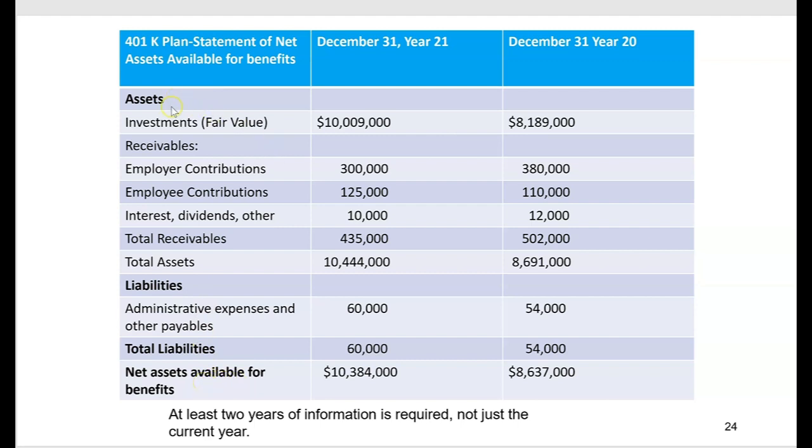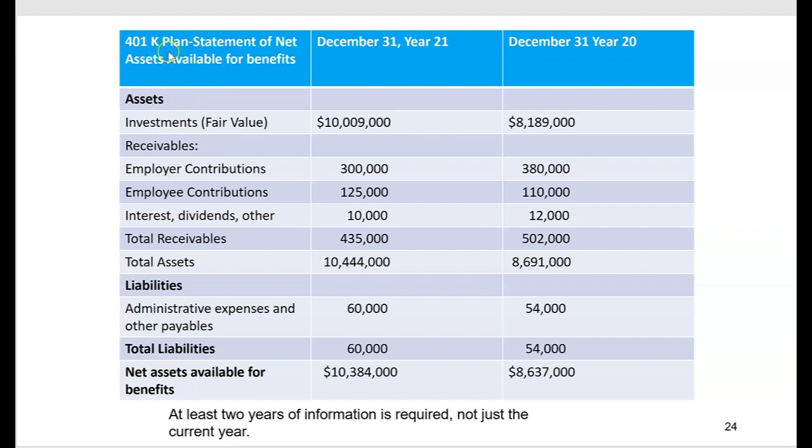Now, under the assets column, you're going to see investments. These are the pension assets, the investments that the pension plan has made, mostly in stocks, mutual funds, bonds, possibly real estate, depending on what the plan's allowed to invest in.